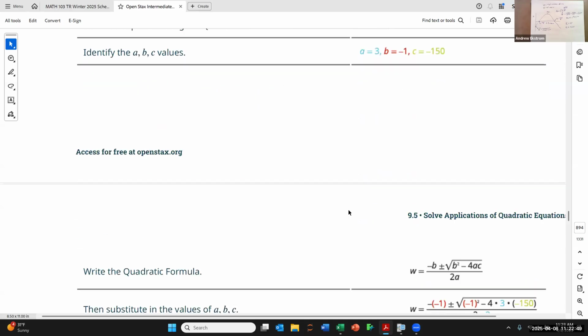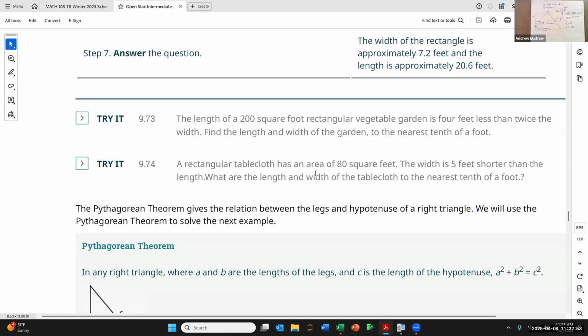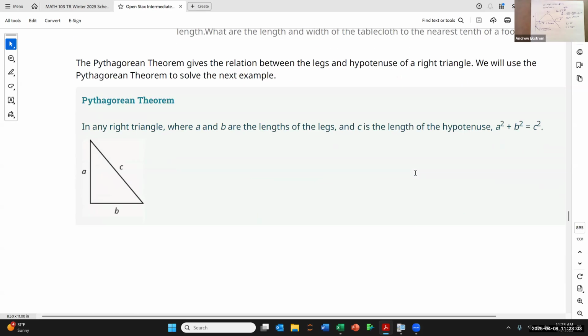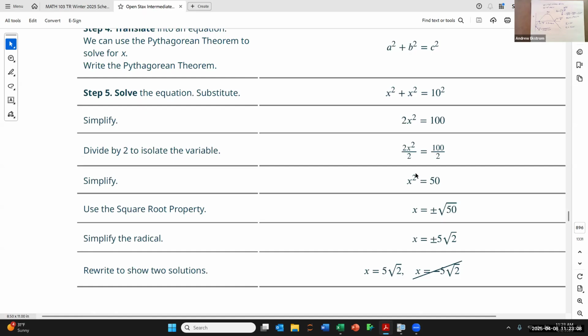A lot of the applications they come up with are like what we're looking at here. Try to find the length and the width of a tablecloth based on these really stupid values. I don't think we need to bother with that sort of stuff.